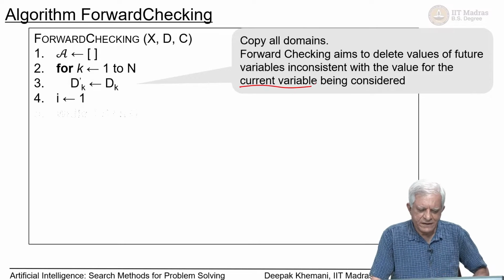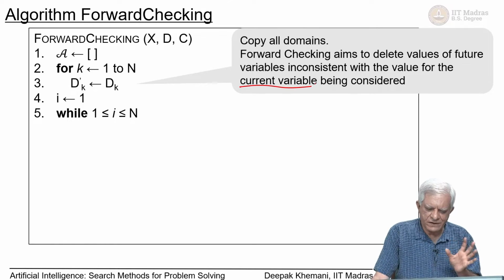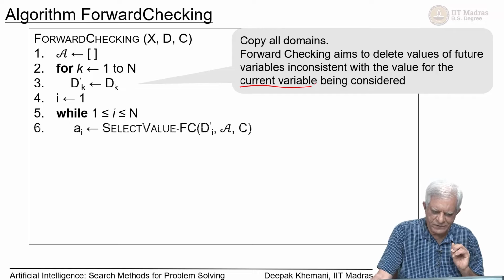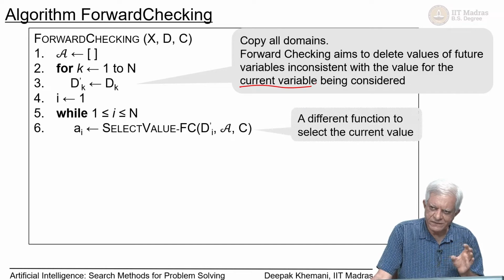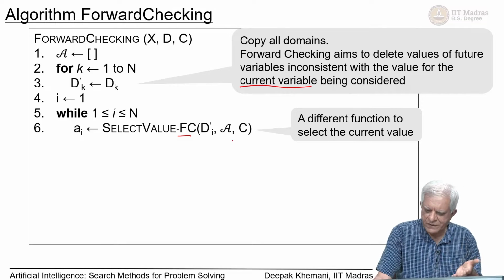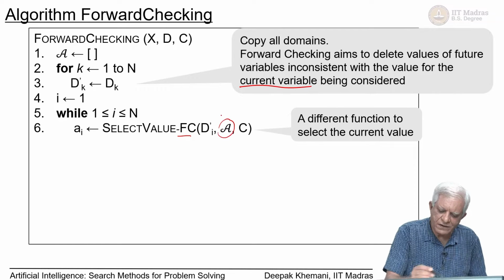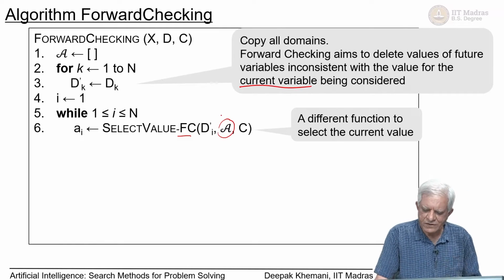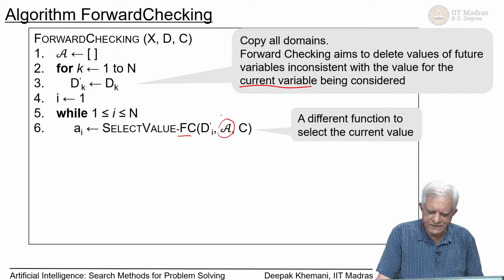Then, as in backtracking, you set that I am going to look at the first variable first. So, i is equal to 1, and as long as i is between 1 and n, it goes through this while loop. Now, the select value function has changed here. It is called select value forward checking, and otherwise it is similar: you give a copy of the domain, the assignment which has been computed so far, the partial assignment, and of course, the constraints that have to be satisfied.